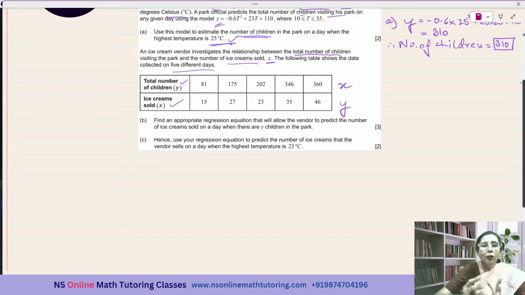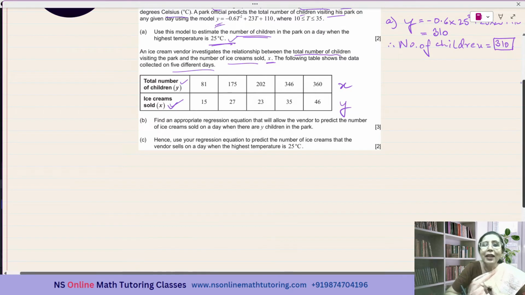But over here, which one will be the independent variable and which one will be the dependent variable? The number of ice creams sold will definitely be dependent on the number of children visiting the park. The more children that visit the park, the more ice creams will be sold on that day. So the dependent variable in this case is the number of ice creams sold, given by the letter X, and the independent variable is Y.